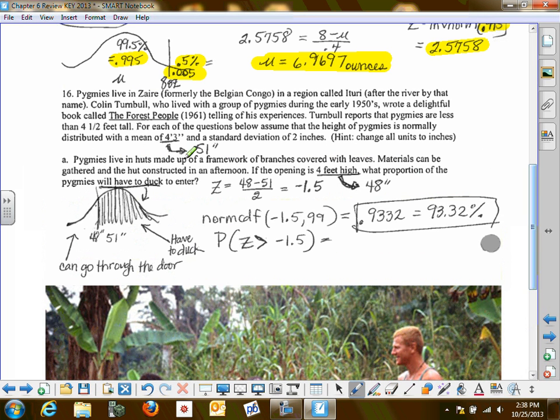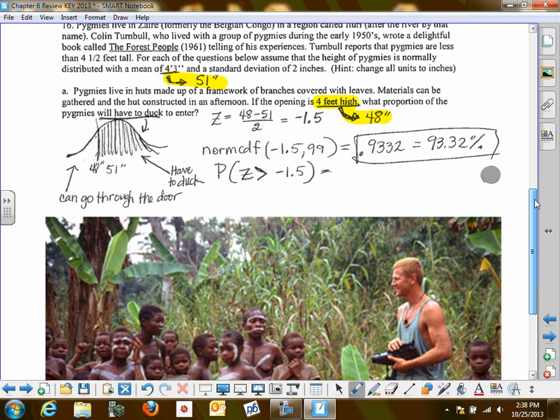According to this, the average size of the pygmy is 51 inches, so I transferred it into inches. If they are making their opening just 4 feet high, I'm not quite sure why they would make the opening shorter than the average. Maybe it uses less materials, so it would be easier to make. Maybe because of predators, they want that to be lower. I don't know.